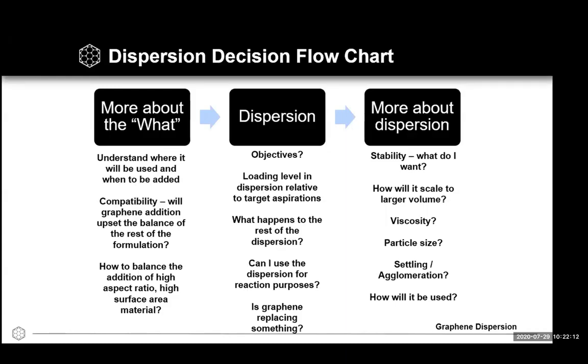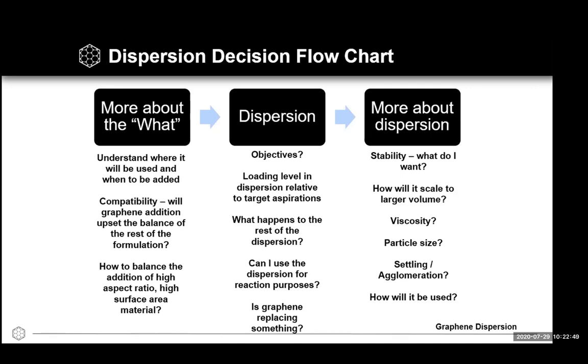We also have to think carefully in collaboration with the customer about what happens to the rest of the dispersion. So if we're supplying something with, say, 10% graphene and it's 90% solvent, or a high percentage of solvent or water, we have to think about what happens to the rest of that material, the water or the solvent in this case, in that formulation, and how in some cases that has to be evaporated off, and how that will work in the end use application.